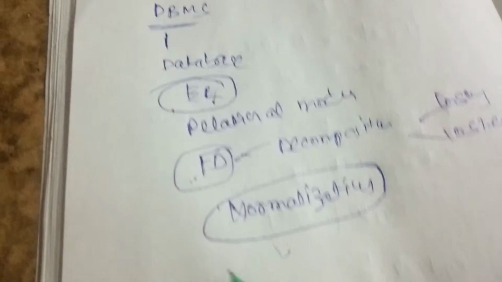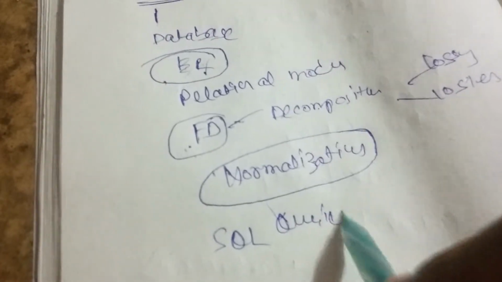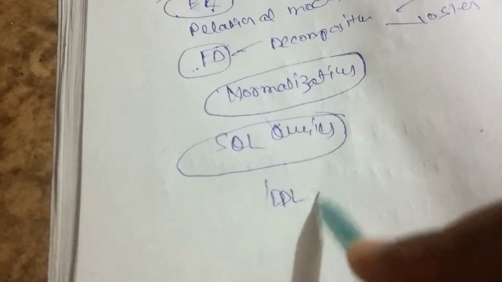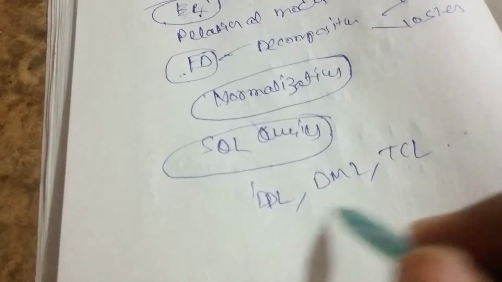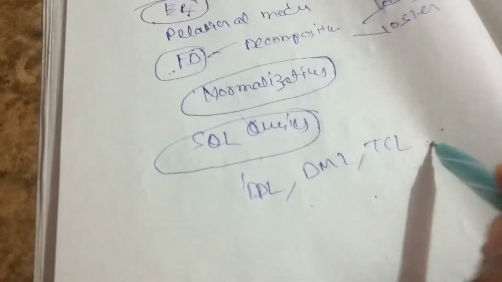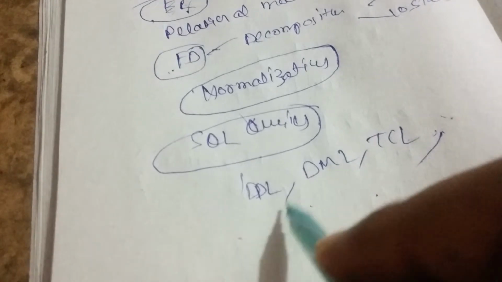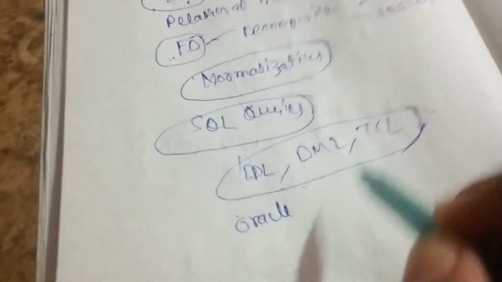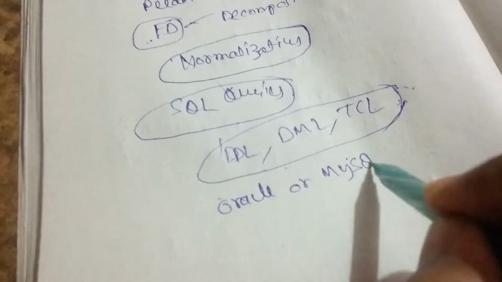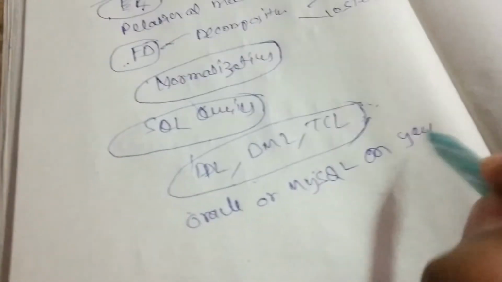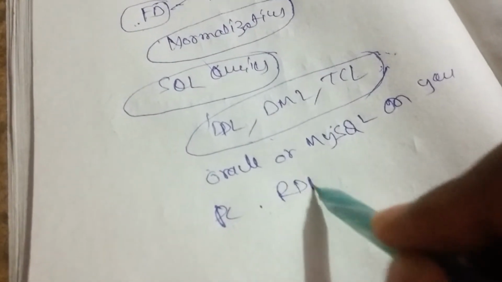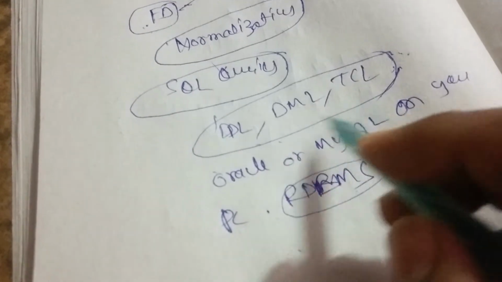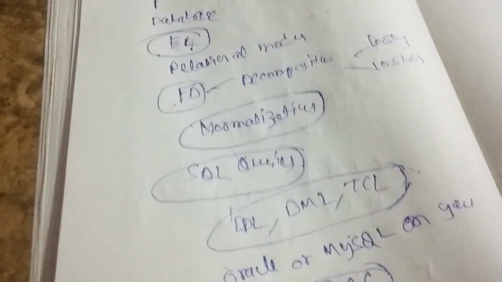Learn about normalization. Next, SQL queries. What are queries? How can we write basic queries? What are DDL queries, DML queries, TCL queries, and how can we grant and revoke permissions? You just learn about all these things. Install Oracle or MySQL on your PC. Usually these are RDBMS, relational DBMS. What is the primary key? What is the foreign key? How can we establish the relations?